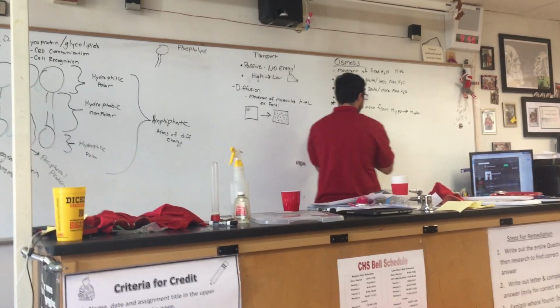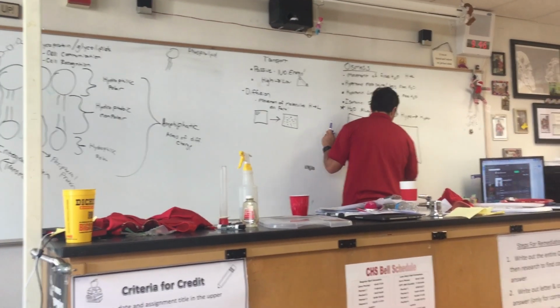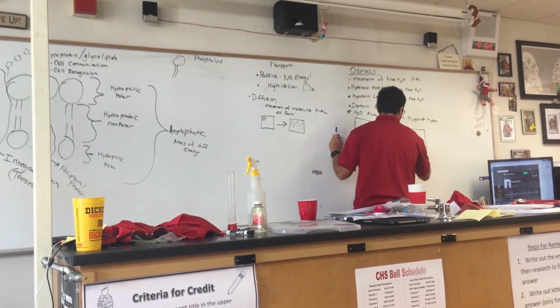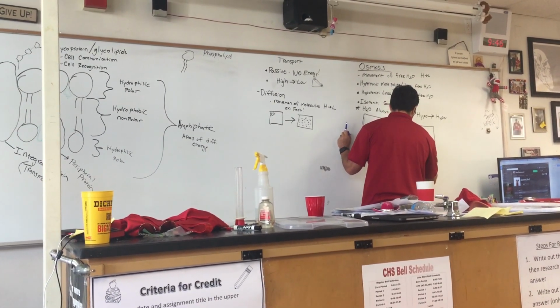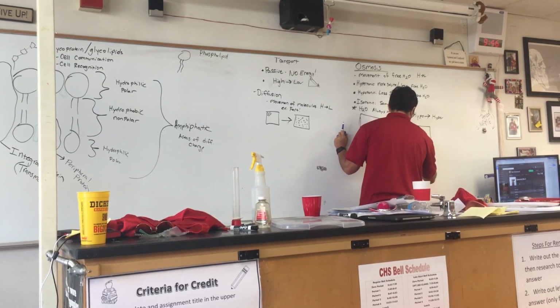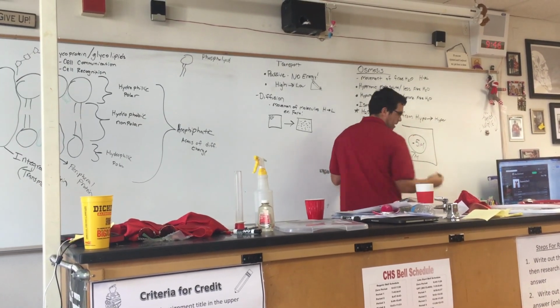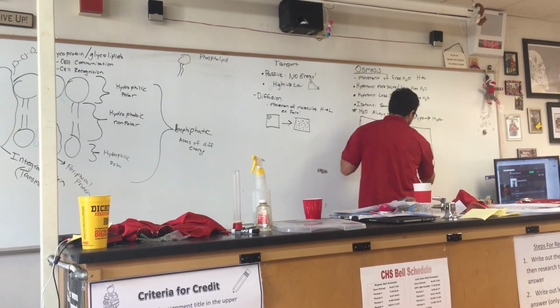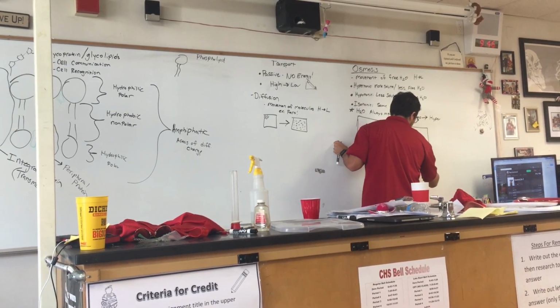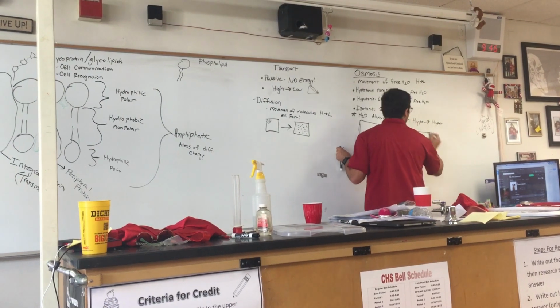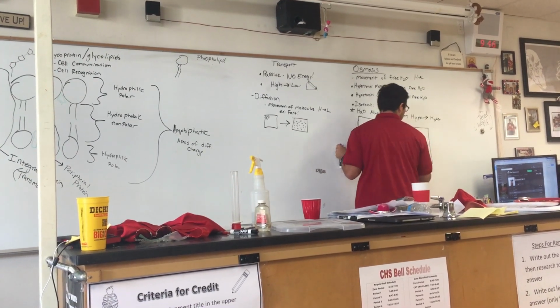If I've got something else right here, okay, and in here it's 0.5 molar, and out here it is 0.7 molar. Okay, is this hypo or hyper on the inside? This is hypo. Out here is hyper. Water always moves from hypo to hyper, so the cell is going to shrivel.